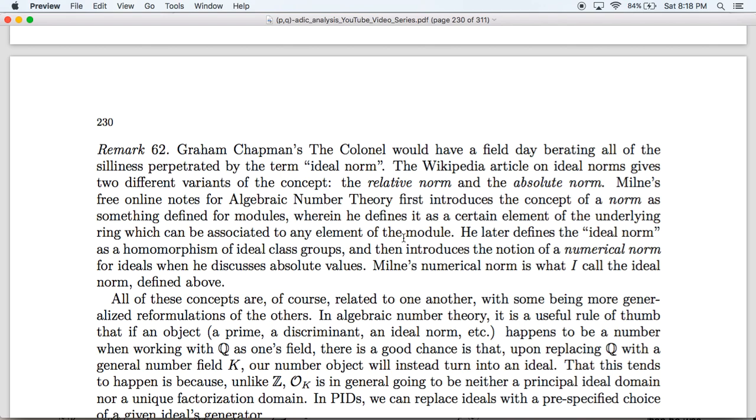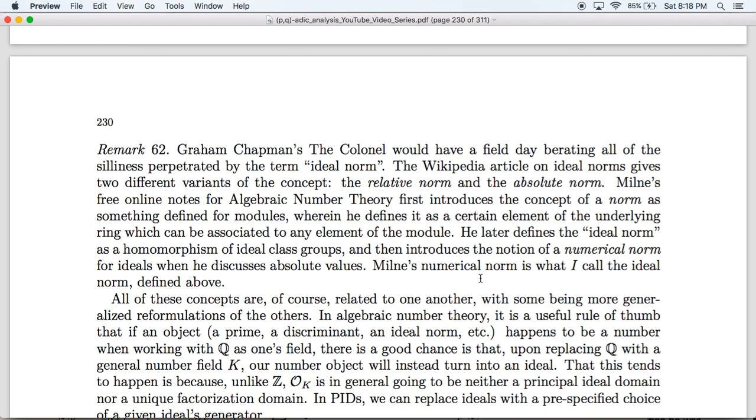Milne's free online notes for algebraic number theory first introduce the concept of a norm as something defined for modules, wherein he defines it as a certain element of the underlying ring which can be associated to any element of the module. He then defines the ideal norm as a homomorphism of ideal class groups, and then introduces the notion of a numerical norm for ideals when he discusses absolute values. Milne's numerical norm is what I call the ideal norm defined above.